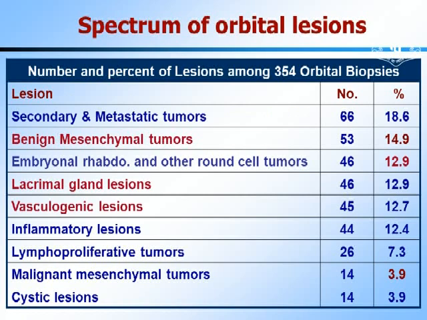Now this is the spectrum of the orbital lesions in an analysis we have done at our center. So you can clearly make out that secondary metastatic tumors are fairly common in the orbit, and they accounted for about 20% of the lesions. And following that, the lacrimal gland lesions, the vascular tumors and the benign mesenchymal tumors are roundabout 15% each, and the lymphoproliferative disorders are around 8%. The malignant mesenchymal tumors are pretty low. They accounted for just about 4% of the lesions.